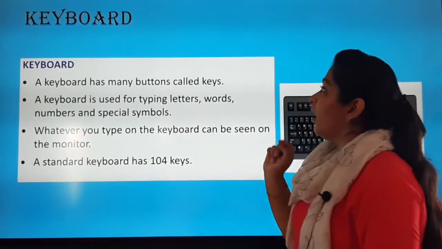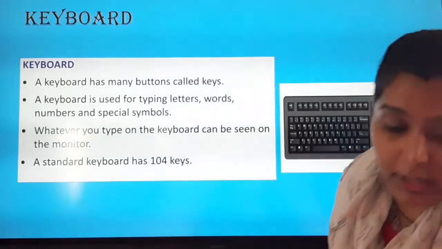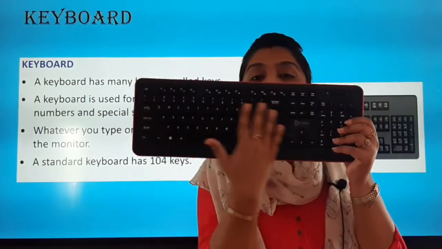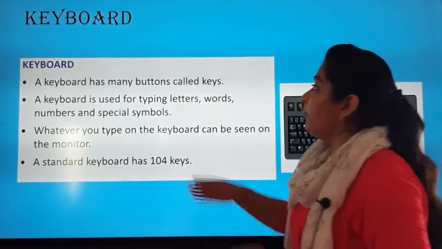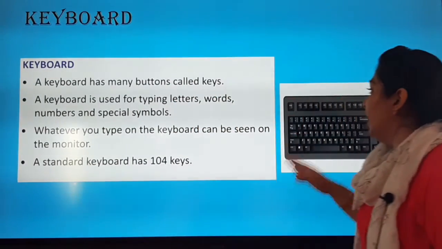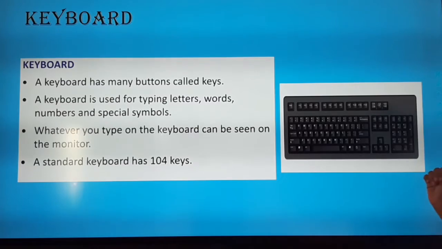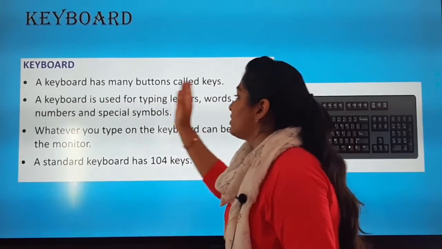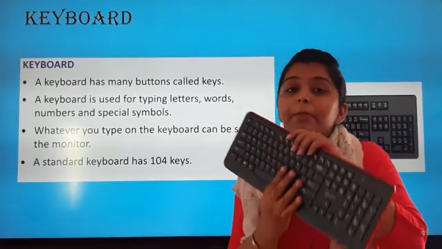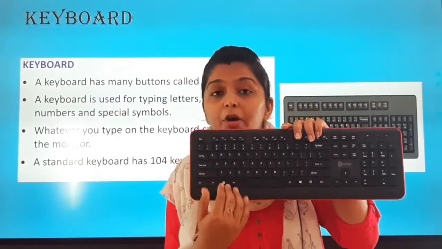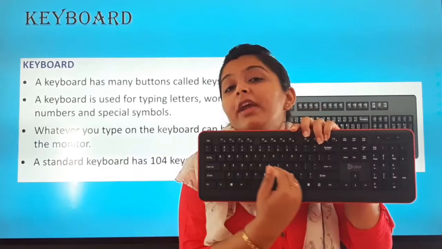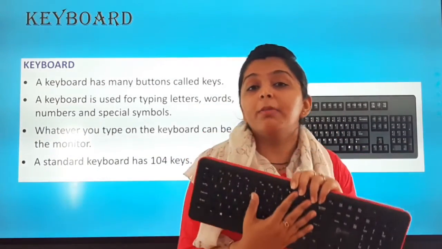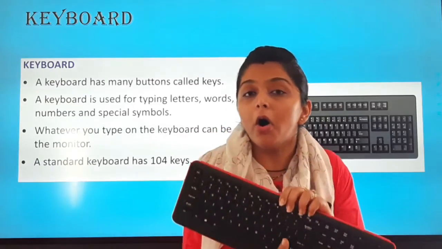Clear? Next, keyboard. See, this is a keyboard. Okay, it has many keys. A keyboard has many buttons called keys. A keyboard is used for typing letters, words, numbers and special symbols. Now dear children, in the keyboard we are having numbers, we are having alphabets and we are having the special symbols also. So a keyboard is used to type all these.